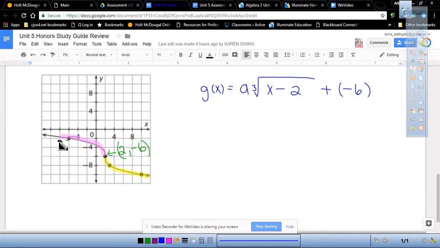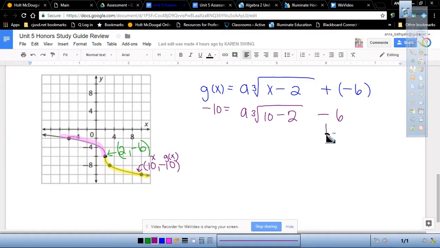Okay, so I have several different options here. Pick whichever one you're most comfortable with. Okay, I'm just going to go with this one on the very right, which is 10 comma negative 10, and that's my x comma g of x. So I get negative 10 equals a, the cubed root of 10 minus 2, I'll subtract 6.